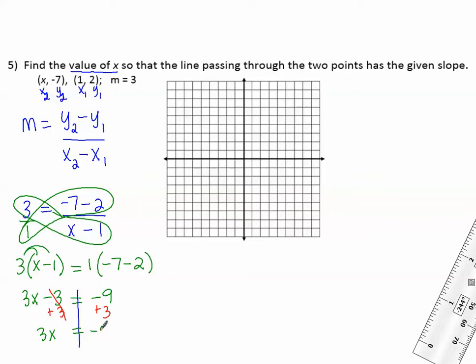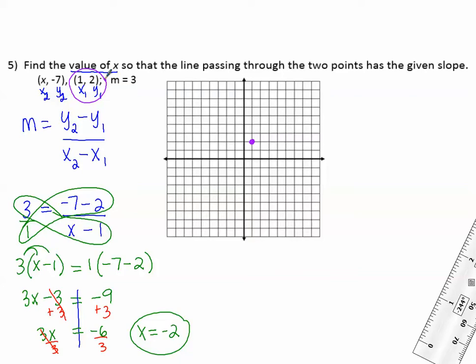3x equals negative 6, divide by 3, and x equals negative 2. That's one way to do it. Now, I gave you a piece of graph paper because another way to do it is to graph it. Let's start by graphing the point that we know, (1, 2). That's this point.